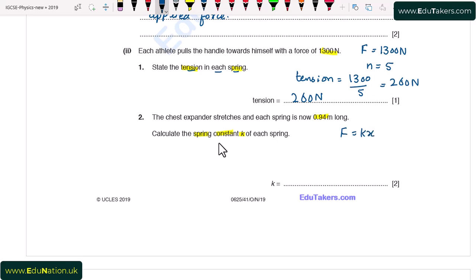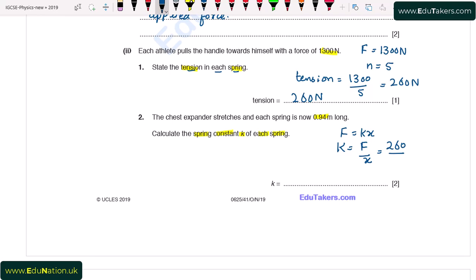Here we have to find out the value of K. So K will be equal to F over X. And this value of spring constant we have to find for each spring. It means that we have to use the value of force on one spring, that is 260 Newton. So I write here 260 divided by X, where X is the total extension, and we can find the total extension by subtracting the initial and final length.